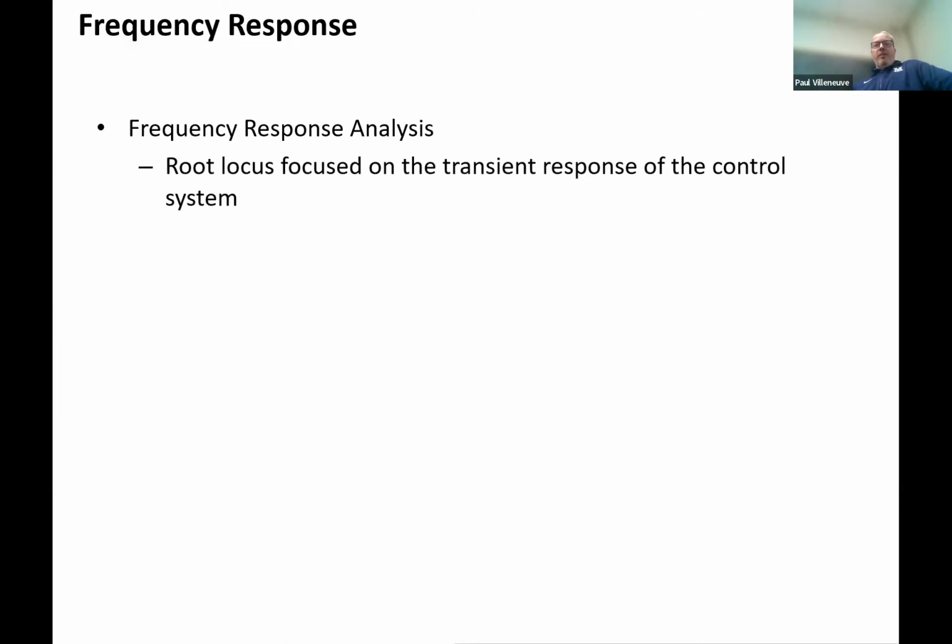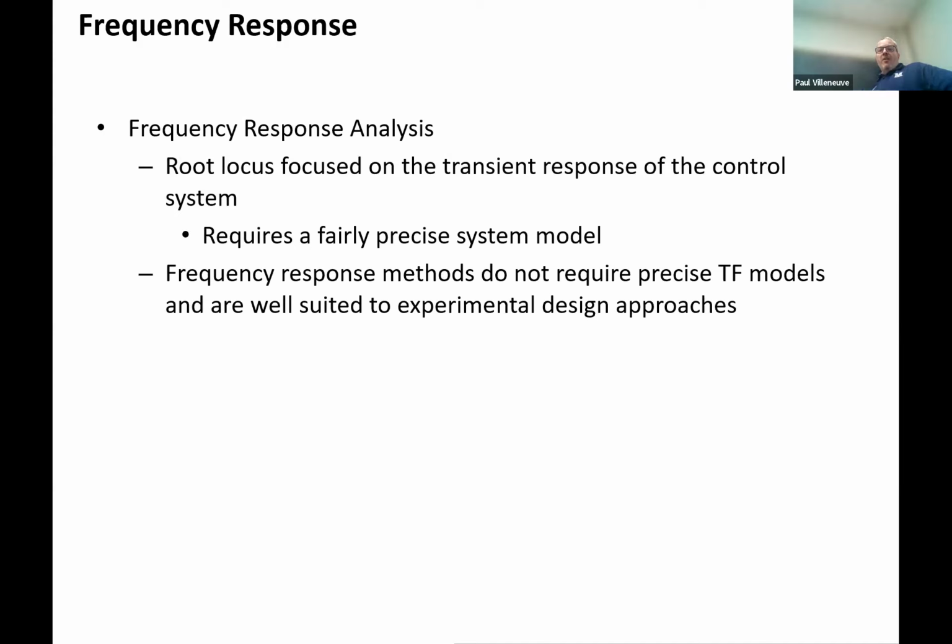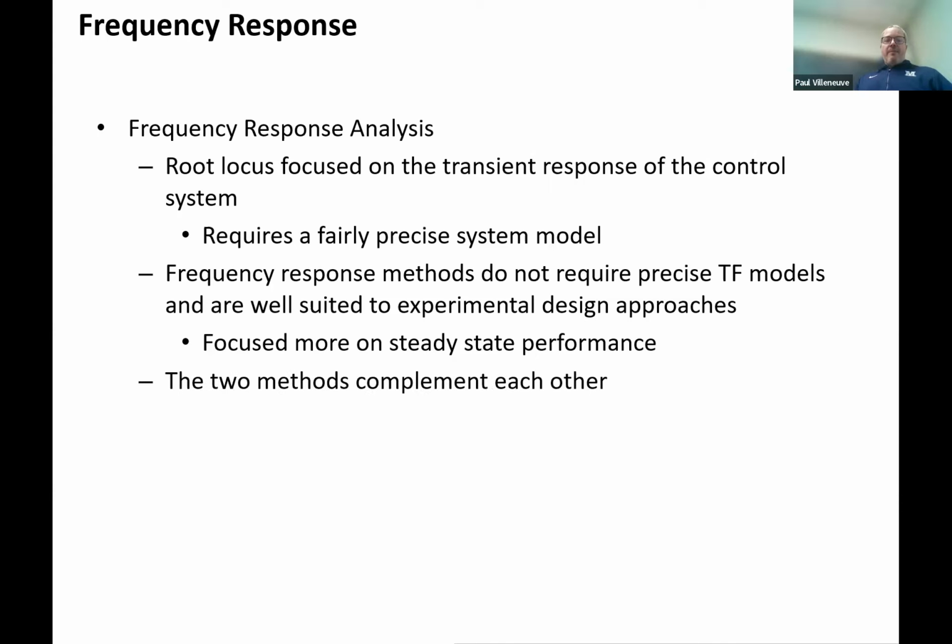When I look at frequency response analysis, we talked about root locus. That's the transient response. We talked about percent overshoot and steady state or 4% settling time. That was more the transient response, and we need a pretty accurate model to represent that. With frequency response, you don't need as precise a transfer function model, and you can do some experimental work, try stuff and see what happens. We do a little more frequency analysis to get steady state performance. This is the long-term, what's going to happen.